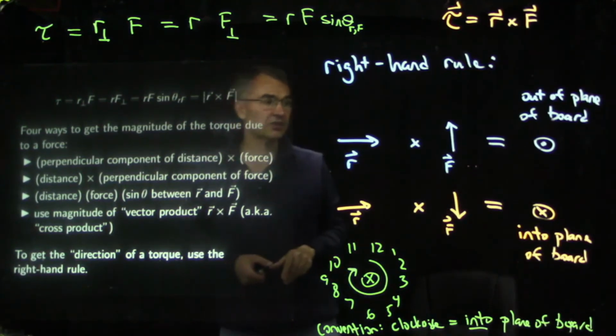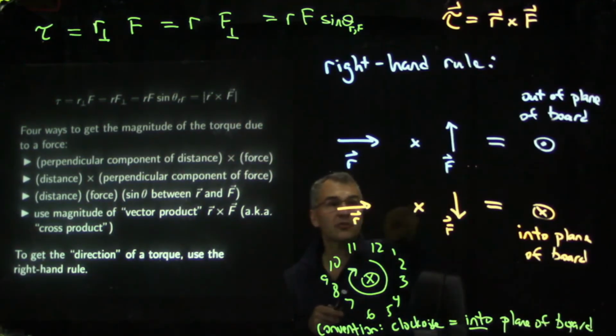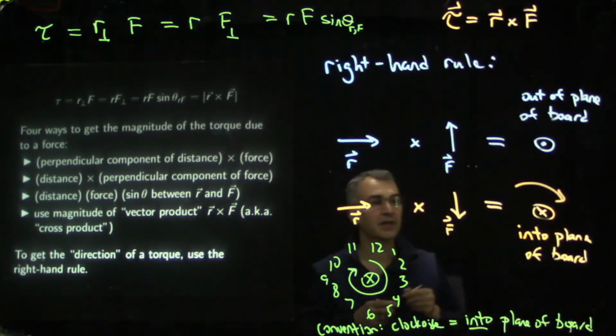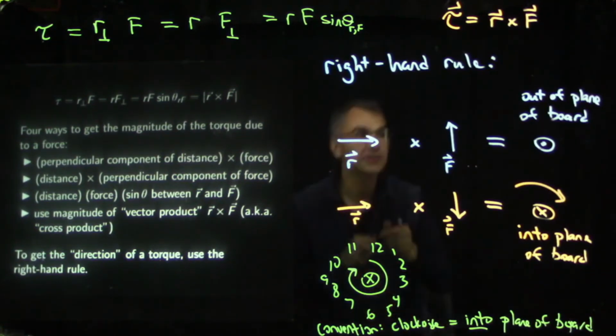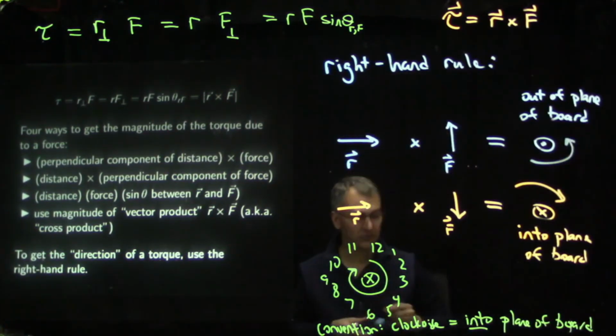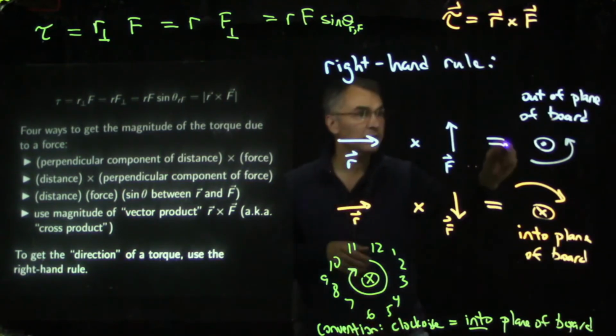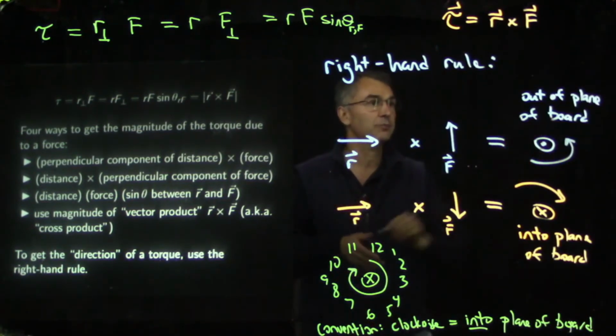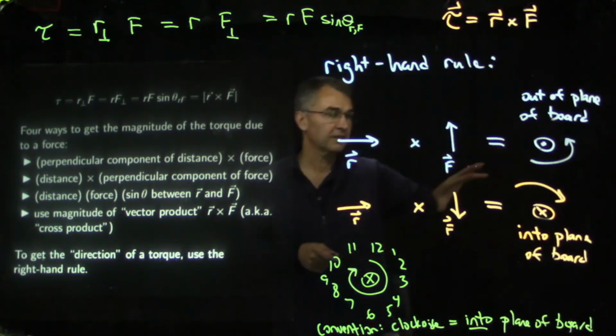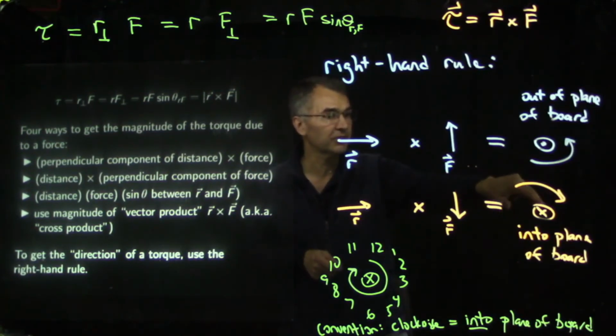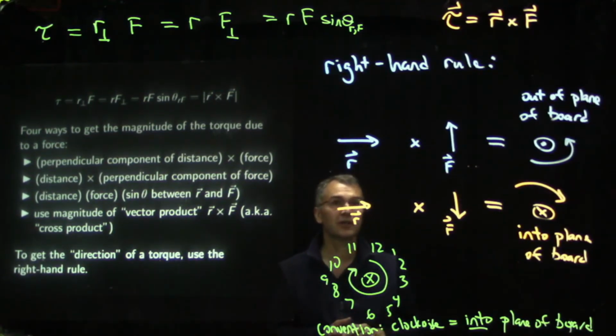So the convention is, now you know that this would be a clockwise torque, and this would be a counterclockwise torque. So a counterclockwise torque by convention points out of the plane of the board. A clockwise torque by convention points into the plane of the board. That's the so-called right-hand rule.